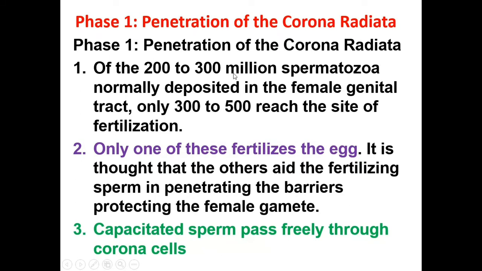About 200 to 300 million sperms are normally deposited in the female genital tract. Only 300 to 500 reach the site of fertilization. What does the site of fertilization mean? Ampulla. Only one of these fertilizes the egg. Capacitated sperm passes freely through the corona radiata.